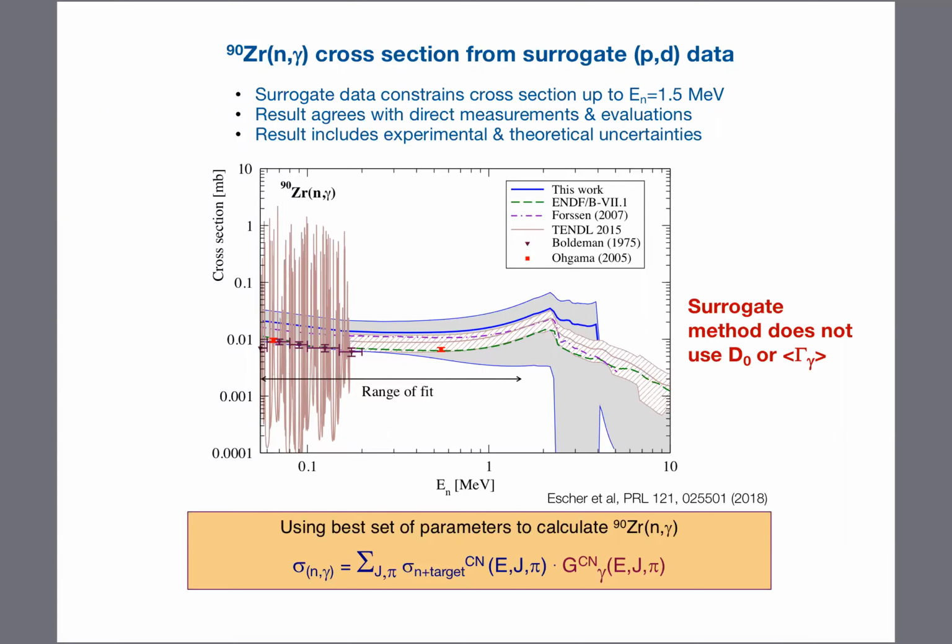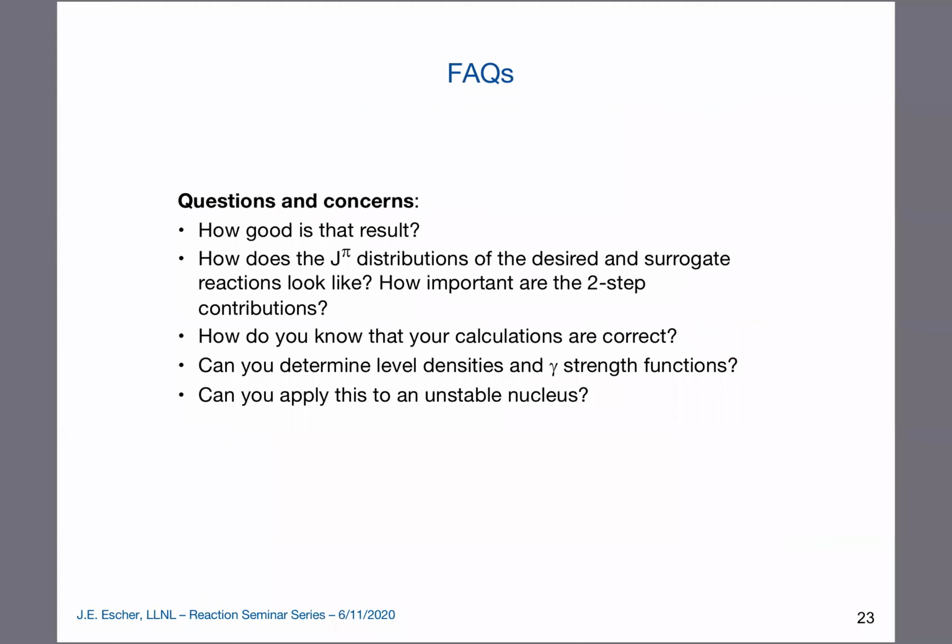But it turns out that if you look in more detail at this nucleus, it is not straightforward to get a reliable gamma, and I will show you that in a moment too. Okay, so some of the questions that come up. How good is that result? I said a few things about this. I would like some experimentalists to go out and remeasure the N gamma for zirconium-90. This is such an important nucleus, and I was a bit surprised that it wasn't known better.